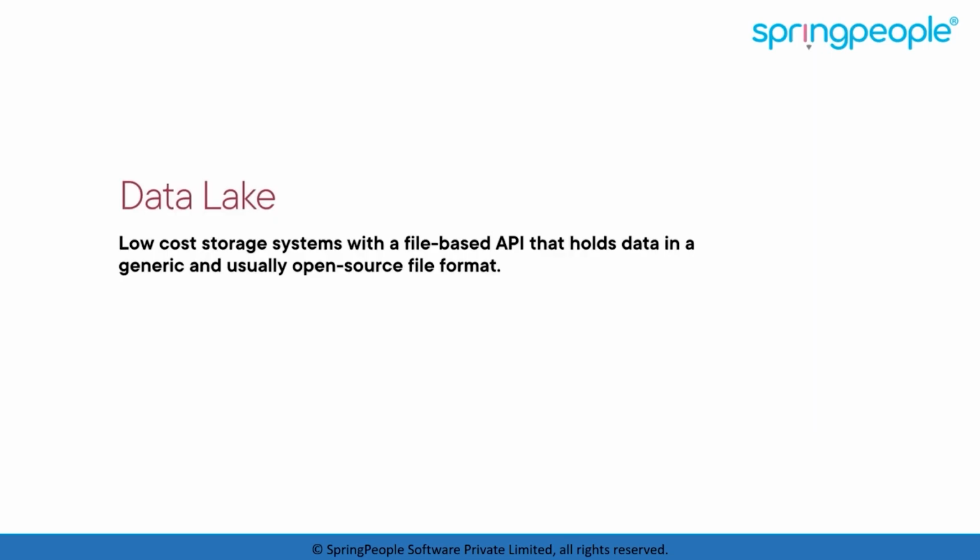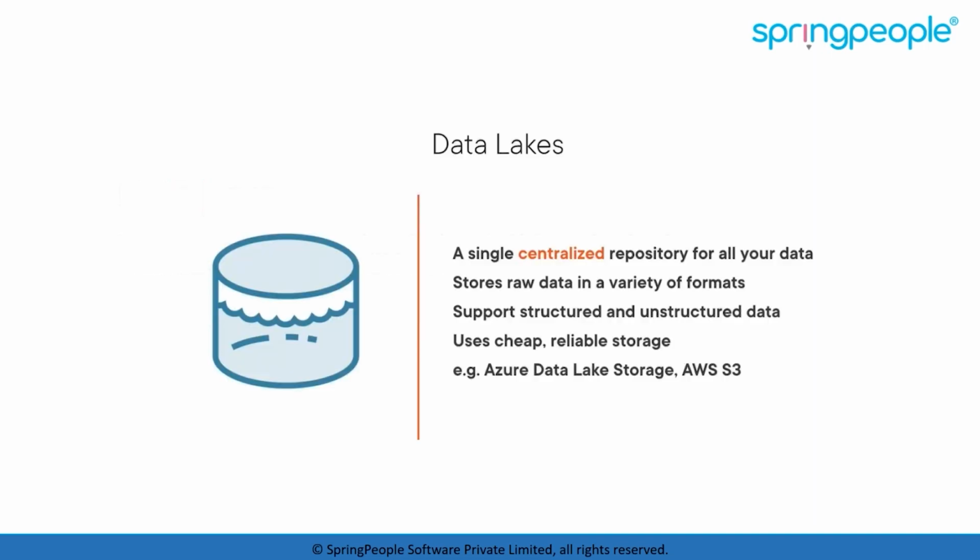So a data lake is a low-cost storage system with a file-based API. It will hold the data in any open file format. So if the customer is sending the data in CSV, JSON, Parquet, Apache Avro, ORC, whatever the format you are going to get the data in, you have an option to store the data openly. No need to convert the data into a different format. You can store the data in the native format in the data lake.